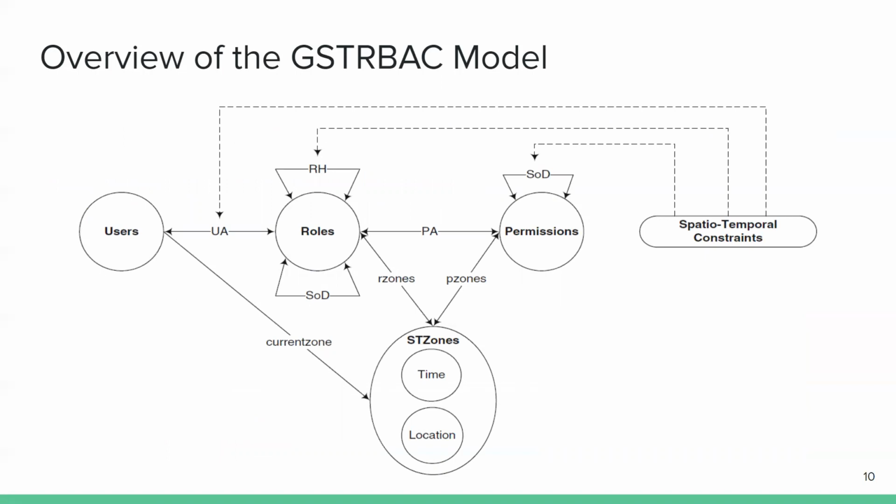Here we have a conceptual diagram of GST-RBAC that divides it into the components that make it up. Here we have a set of users, which can be assigned roles and ST zones, and they represent the people that are using the system. Users have the ability to move around, which means that our system needs to be able to track them since their times and locations will be constantly changing. We need to be able to determine whether or not they should have access to resources based on their current time and location, or their current zone.